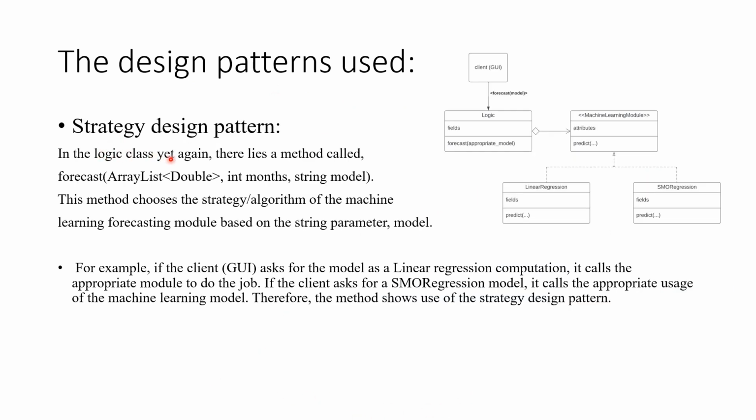In the logic class, yet again, there lies a method called forecast, which has a parameter of string called model. The model over here specifies what kind of machine learning model or strategy should be used. So the logic class, which acts as a navigator, calls onto the machine learning module's subclasses to be implemented here, and the favored strategy is therefore implemented.